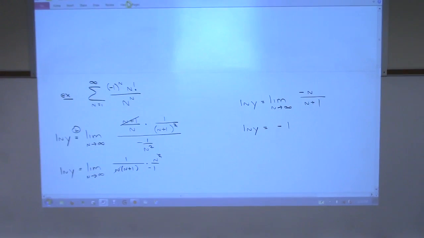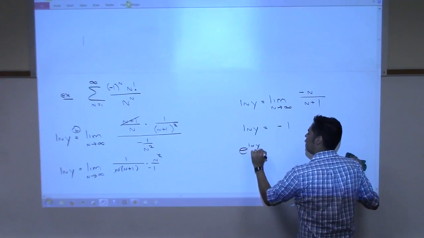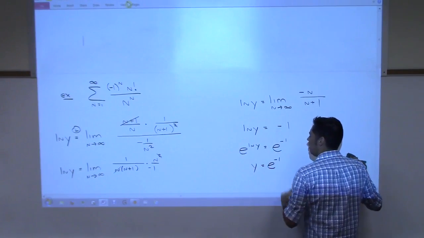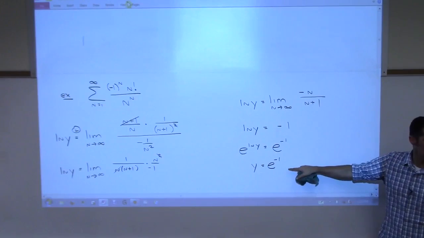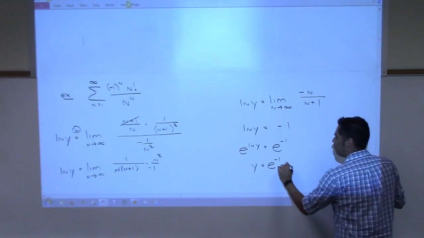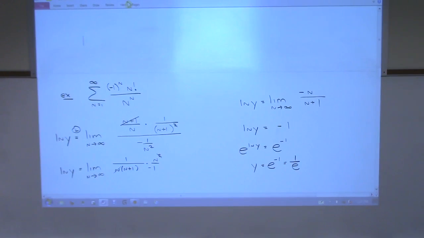Now, we need to get back to y. So how do you undo the natural log? E. So you take e to the natural log y equals e to the negative 1. So y is equal to e to the negative 1. And wasn't y what we were trying to find? That was the limit we were trying to find. So remember, e to the negative 1 is the same as 1 over e. What's our conclusion? It converges, right?